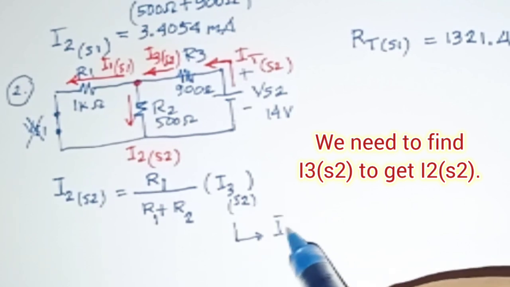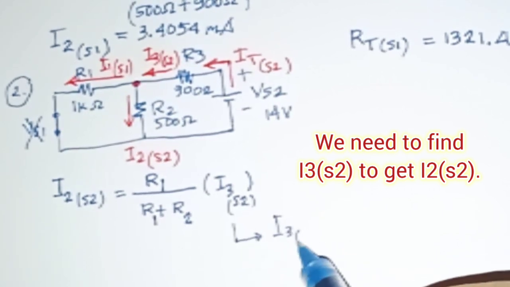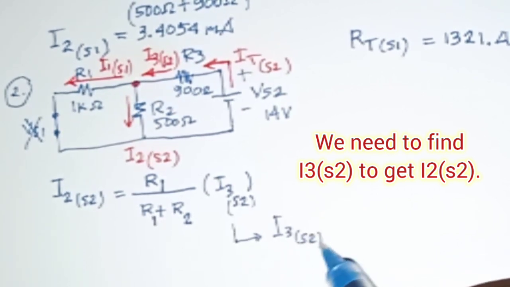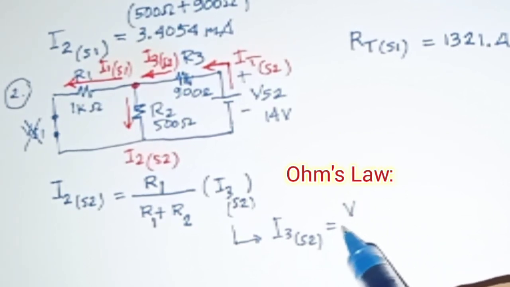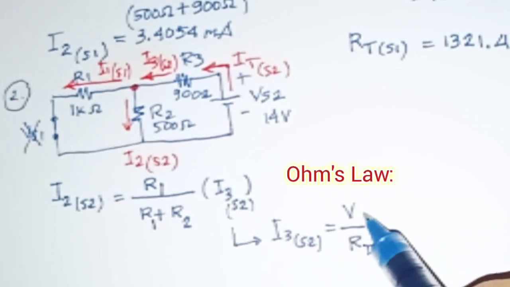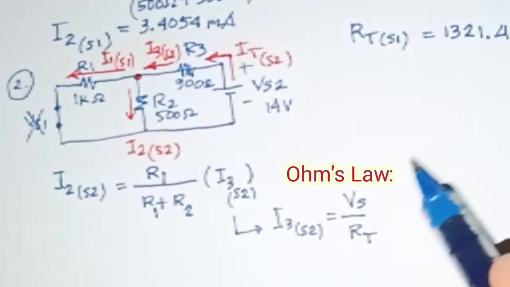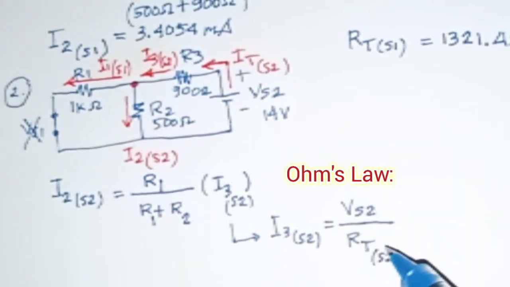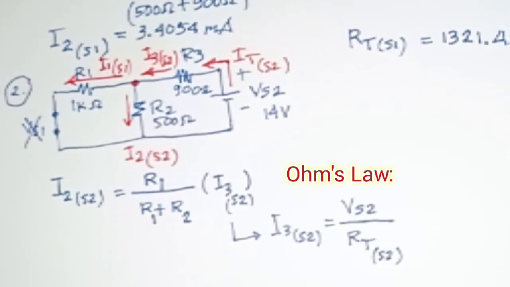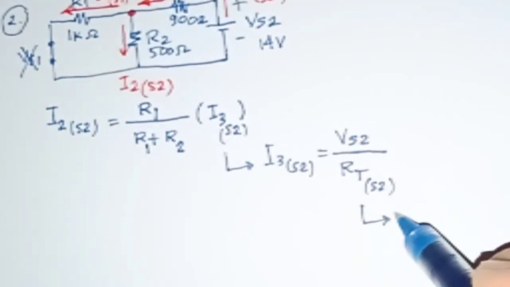That's how we find it. But we don't know I3, therefore we have to calculate first the I3 S2 to get the I2. And by Ohm's law, we can say V over R, or VS2 divided by the R total with respect to S2. But I also don't know what is R total.